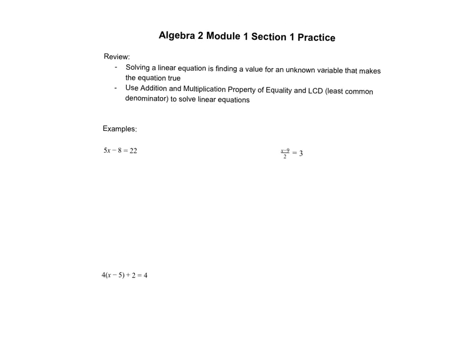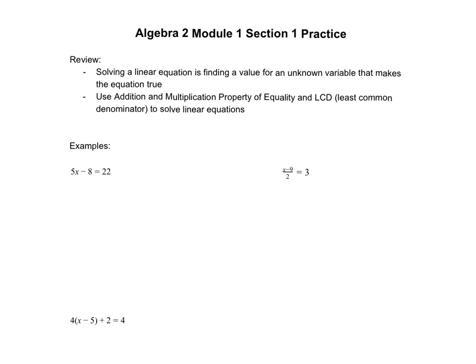So today I'm going to do some extra practice over Module 1, Section 1. So just to review, Module 1 talked about solving linear equations. So when we do that, we're finding a value for an unknown variable that makes the equation true. And the common ways we solve for that variable is to use the addition and multiplication property of equality and LCD, which is least common denominator.